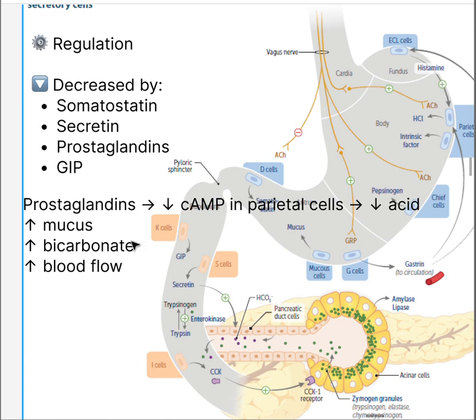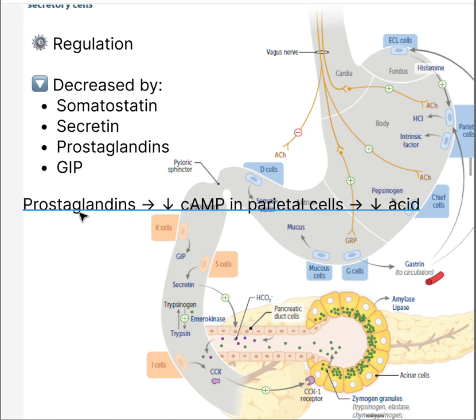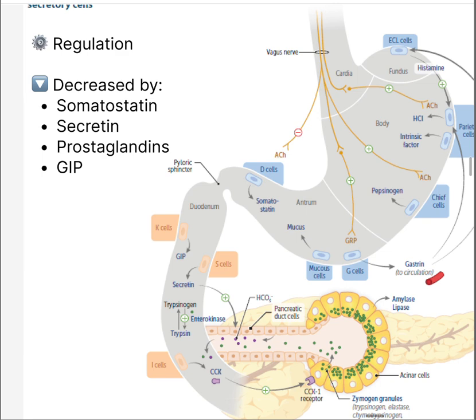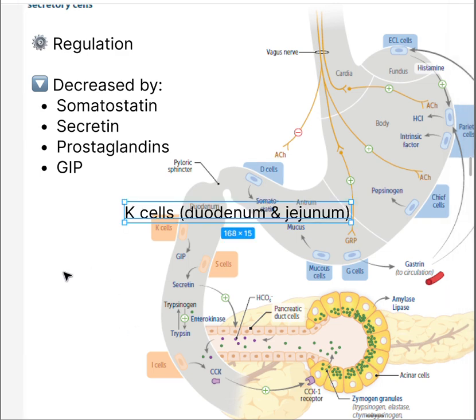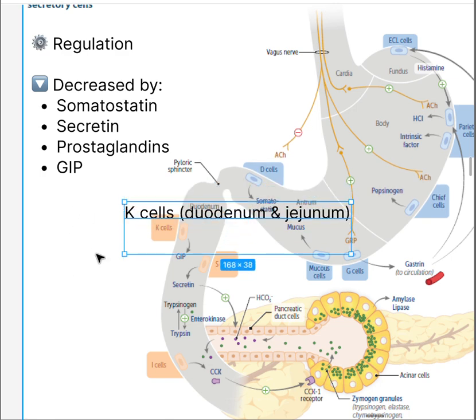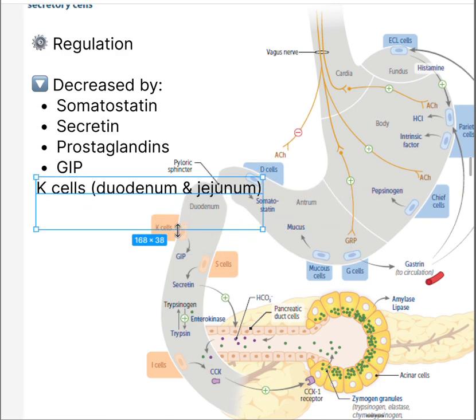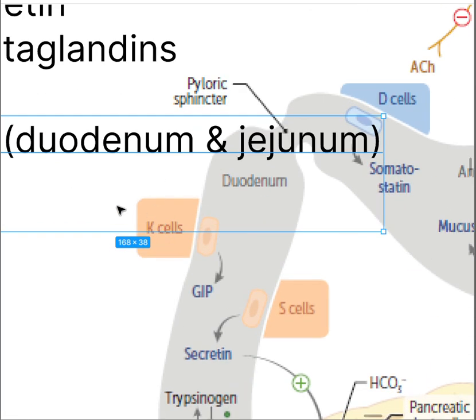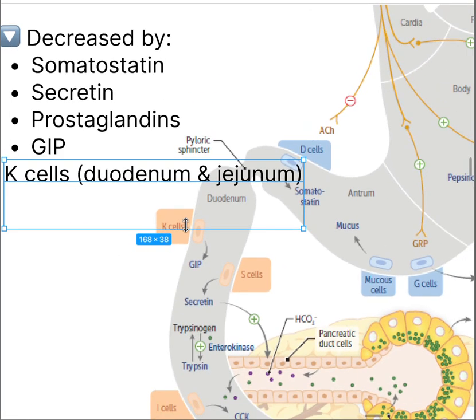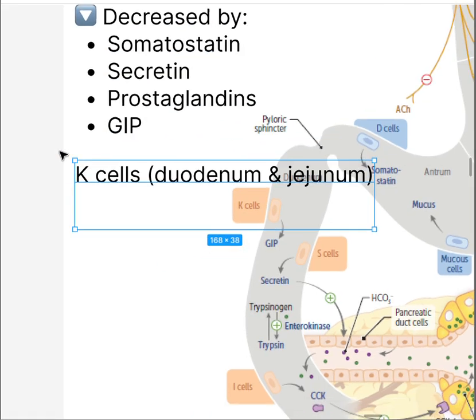The last inhibitory role that we're going to study is GIP, the glucose-dependent insulinotropic peptide. The source of GIP is K cells in the duodenum and jejunum. Let's look for our K cells here. I'm not sure if they're present in this image. Oh, they are. They're just here. These K cells in the duodenum and jejunum secrete the GIP. So GIP is secreted by the K cells.